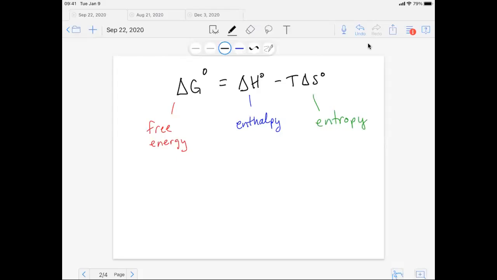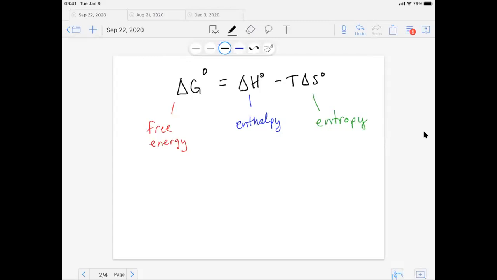Okay, I want to go over how we combine enthalpy and entropy in one formula in order to determine if a reaction is spontaneous. So this is an equation called free energy change, or sometimes it's referred to as Gibbs free energy, probably named after someone with the name Gibbs. And it is represented by delta G.